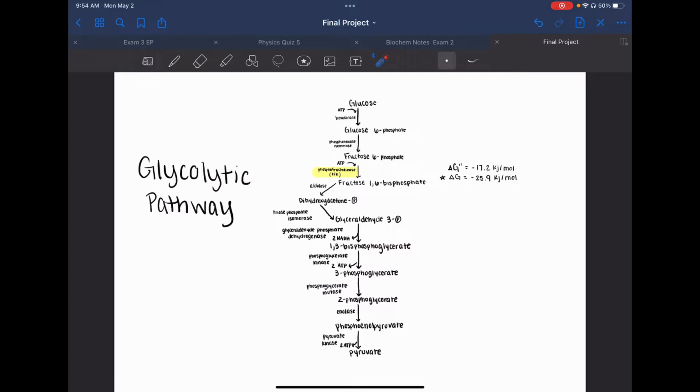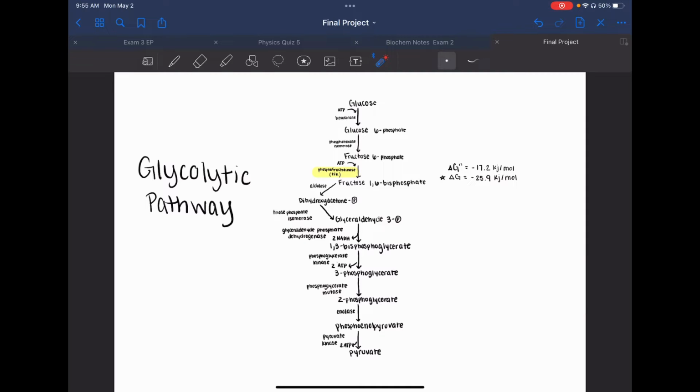For my project, I focused on the glycolytic pathway, but more specifically, the highly regulated irreversible third step, which is when fructose 6-phosphate is turned to fructose 1,6-bisphosphate and catalyzed by the enzyme phosphofructokinase. This is the committed step of the glycolytic pathway, meaning that the pathway is committed to finishing glycolysis and making pyruvate, as well as ATP and NADH.